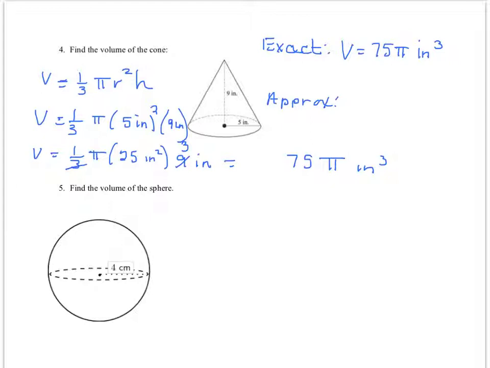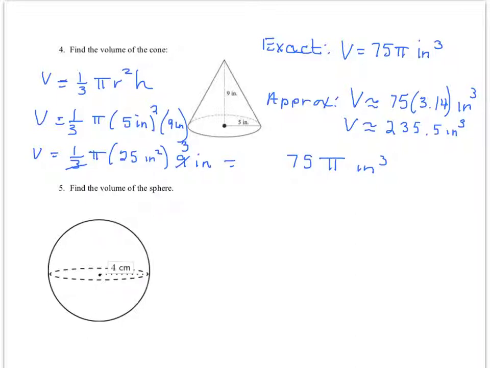And now I'm going to do the approximate. So the volume is approximately equal to 75 times, let's just use 3.14 inches cubed. So when we do that calculation, which I can't do in my head, although there's people that can do that, it is 235.5 inches cubed. That's my approximate volume.